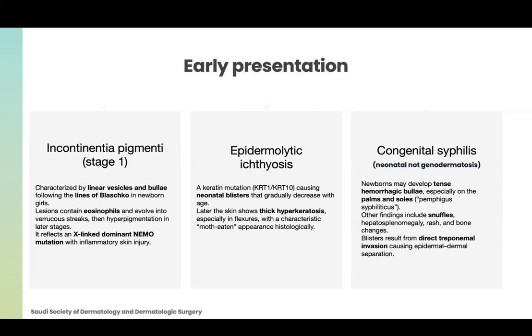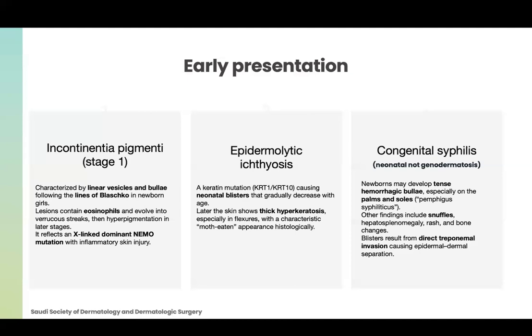Sometimes they present to us with the hyperpigmented lesions, so it's important to ask about the previous history, whether as a neonate or in early infancy the child had vesicles or blisters over any body sites. And this incontinentia pigmenti is X-linked dominant. So male fetuses don't survive, and we usually see it in females. The second diagnosis with early presentation is epidermolytic ichthyosis. It's a keratin mutation.